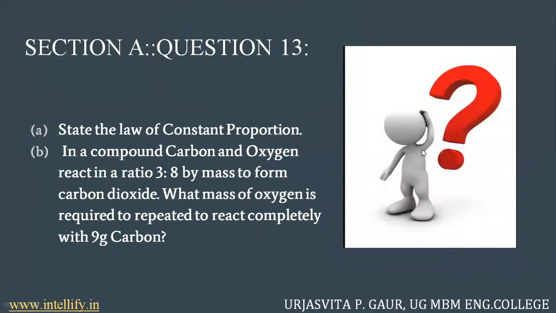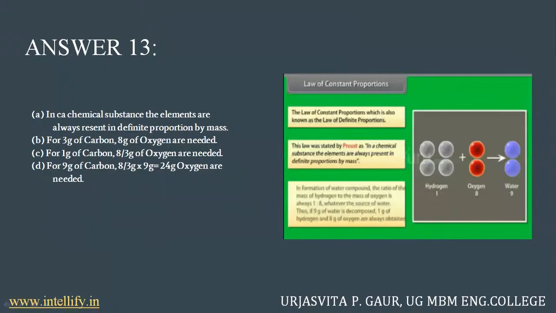State the law of constant proportion in the A part, and in the B part it says, in a compound, carbon and oxygen react in the ratio of 3:8 by mass to form carbon dioxide. What mass of oxygen is required to react completely with 9 grams of carbon?